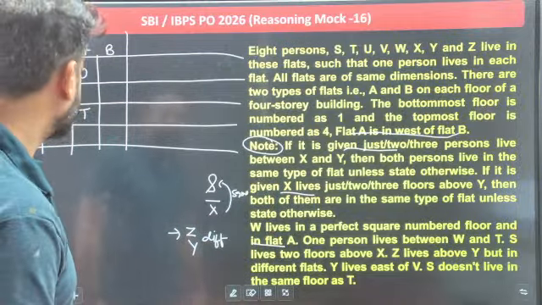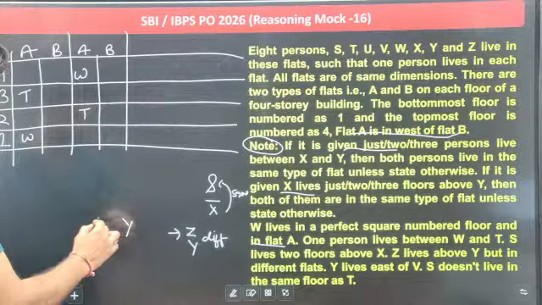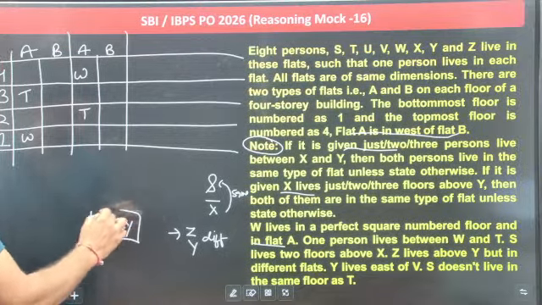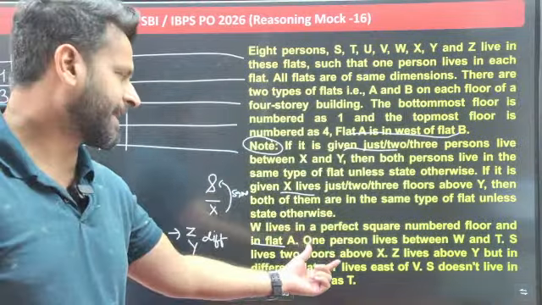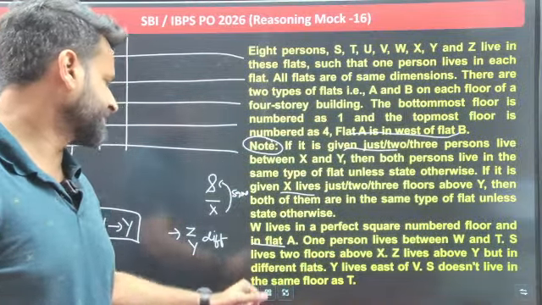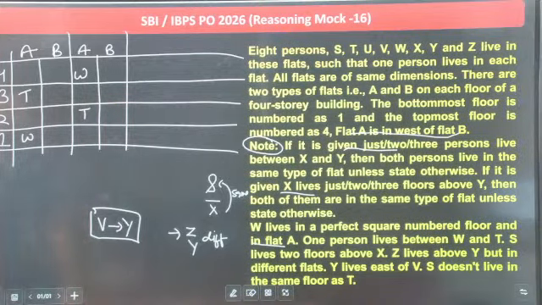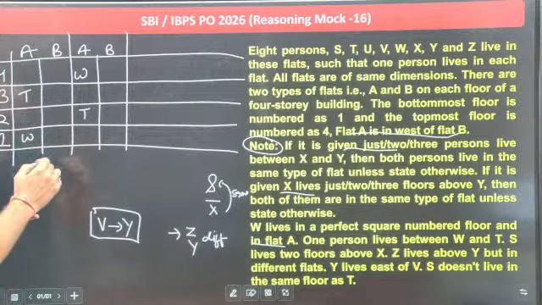Y is living east of V. Wherever V will be, Y is east of V. That means Y and V are on the same floor. Y lives towards the east side of V. S does not live on the same floor as T. Now V and Y. Case number 1.